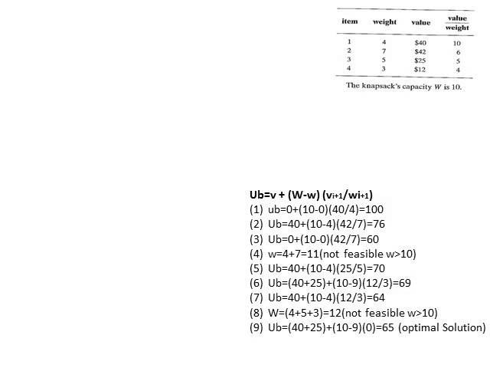So 0 plus 10 minus 0, where 10 is the capacity of the knapsack, and the next item to be considered will obviously be the first one. So 40 divided by 4, which is equal to 10. So 10 into 10 is equal to 100. That is the first node.